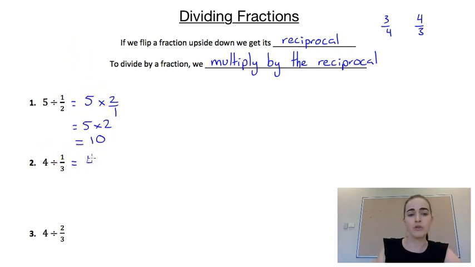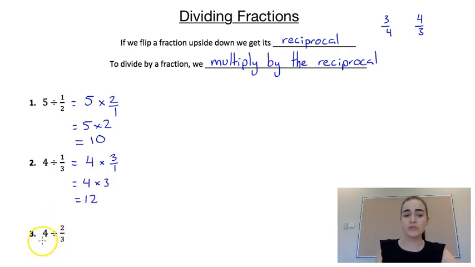So we're going to have 4, and instead of dividing by a third, we're going to times by 3/1. Now again, 3/1, 3 divided by 1 is just 3. So 4 times 3, which would give us 12.